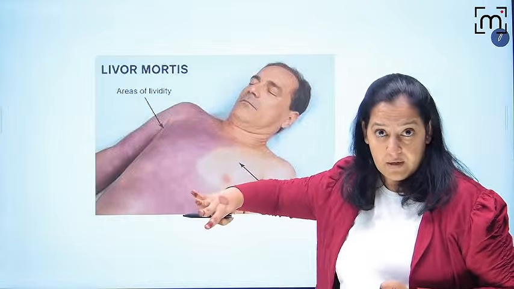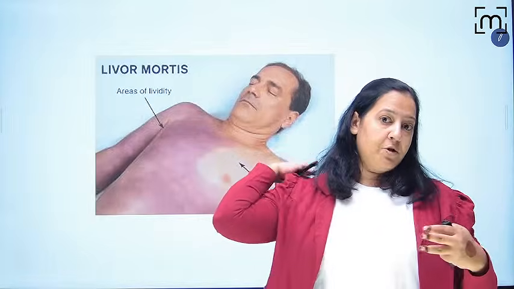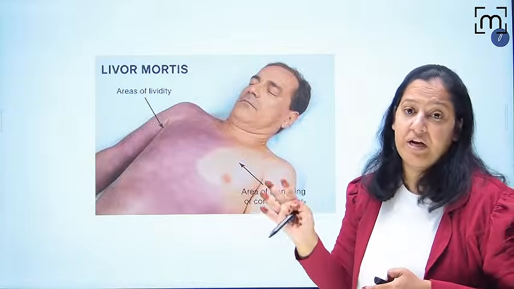Now, if the body is prone, the dependent area is the chest. If the body is supine, the dependent areas will be the back and buttocks. I will show you. The position will differ from case to case.